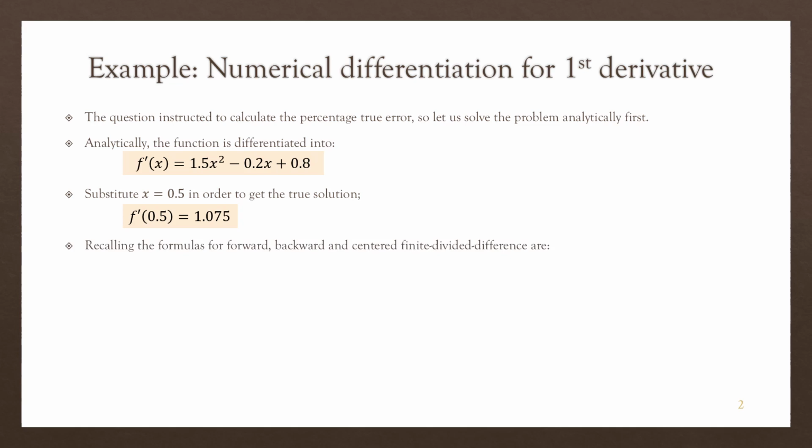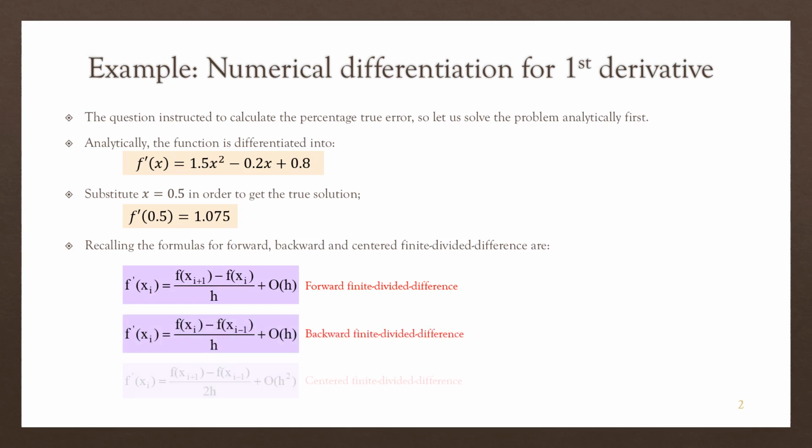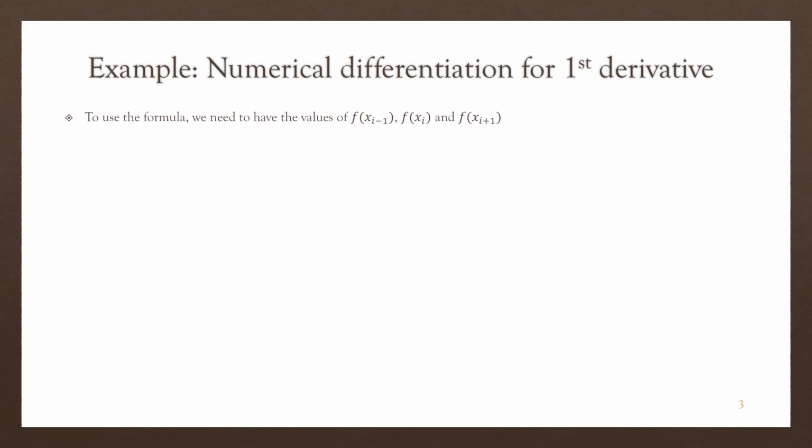Let's recall the formula for the forward, backward and centered finite divided difference. We start with the forward finite divided difference, backward and then centered finite divided difference. After we have seen the formulas, we understand that we need to find these three values: the function at xi minus 1, at xi and at xi plus 1.